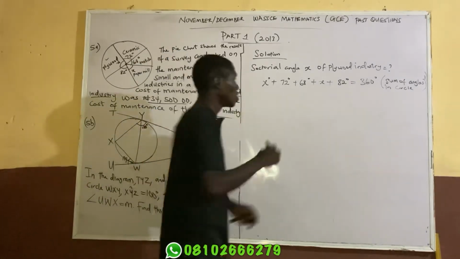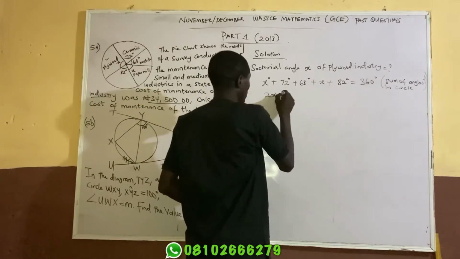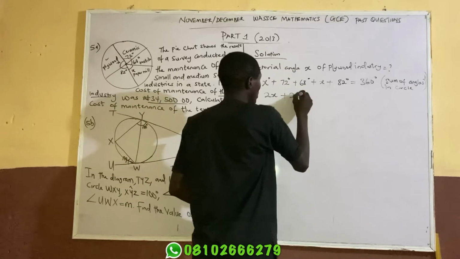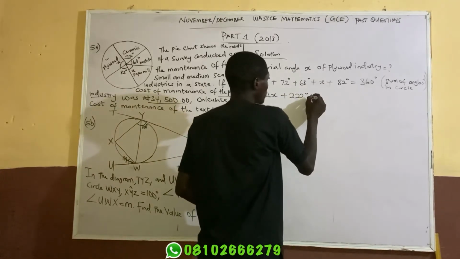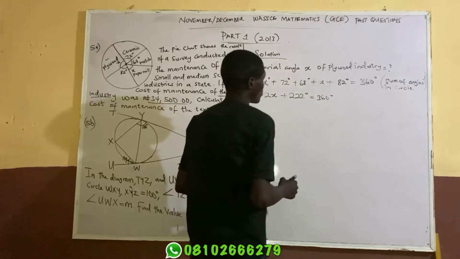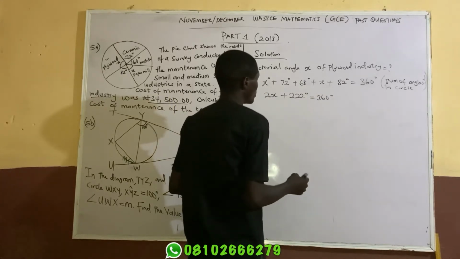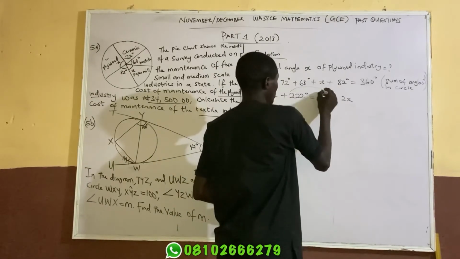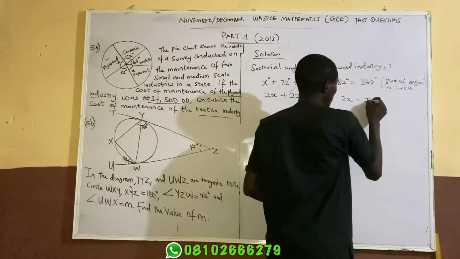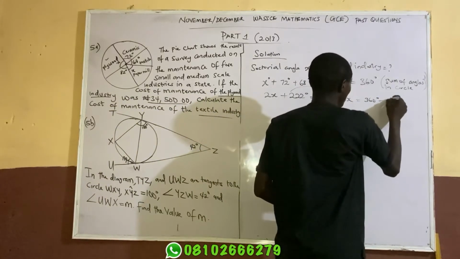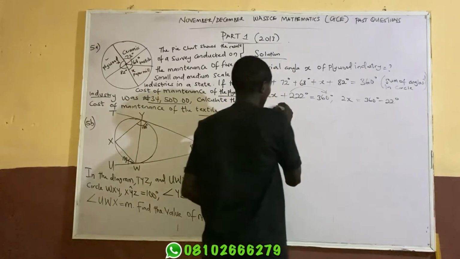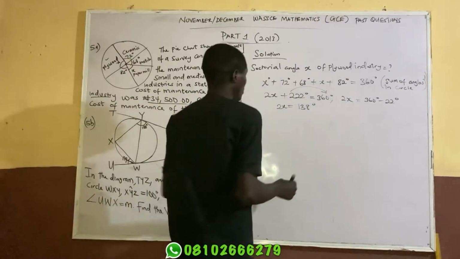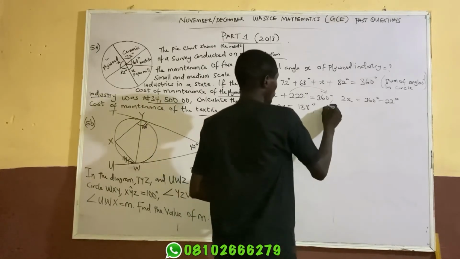Now x plus x, we have 2x plus 72 plus 68 plus 82, which is 222 degrees, equal to 360 degrees. So from here, we say that 2x, we transfer this one to the other side. 2x is equal to 360 degrees minus 222 degrees. We have 2x is equal to 138 degrees. And you divide both sides by 2.